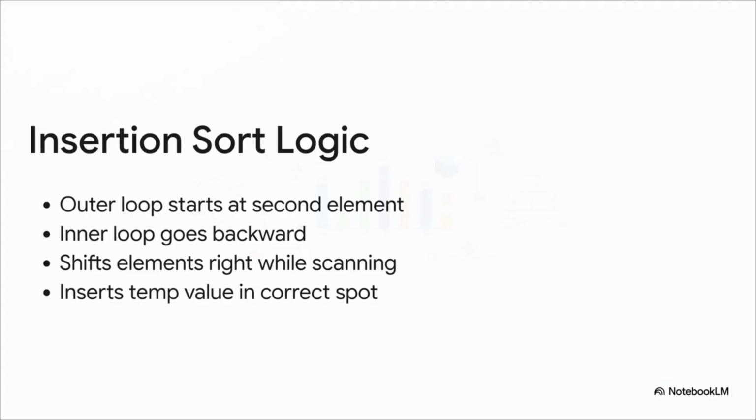Looking at the Java implementation, the key detail that makes this tick is the inner loop. The outer loop grabs the next item and stashes it in a temporary variable. But that inner loop actually scans backward, which you can see with the j. And crucially, it stops the exact moment it finds an element that is smaller than our temporary variable. It doesn't waste time checking the rest of the array because it already knows everything to the left is perfectly sorted.